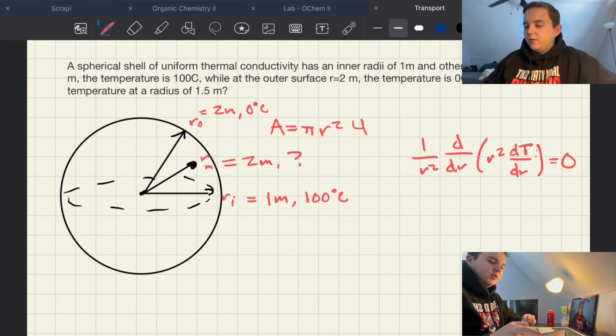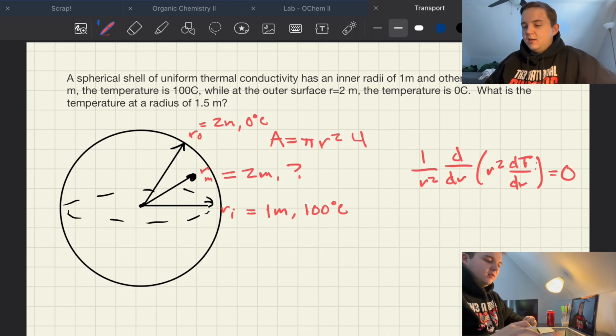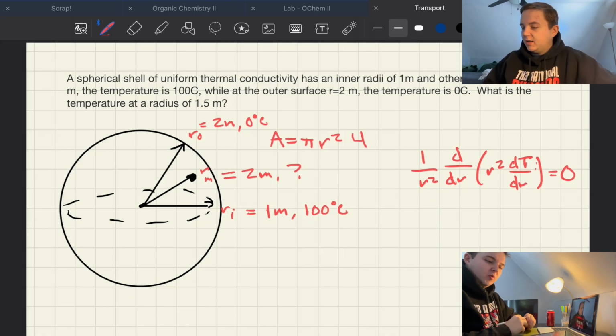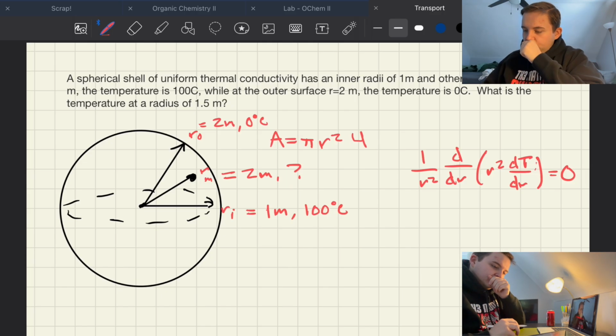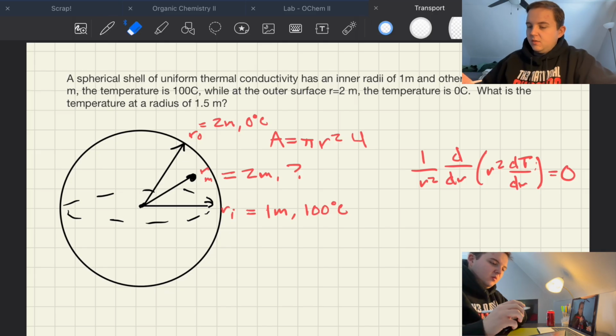Okay, our final question for homework 1: a spherical shell of uniform thermal conductivity has an inner radius of 1 meter and an outer radius of 2 meters. At 1 meter, the temperature is 100 degrees Celsius, while at the outer surface, r equals 2 meters, the temperature is 0. What is the temperature at radius 1.5? Oops. Okay, so let me fix this quick. I just realized I messed this up. It's supposed to be 1.5.